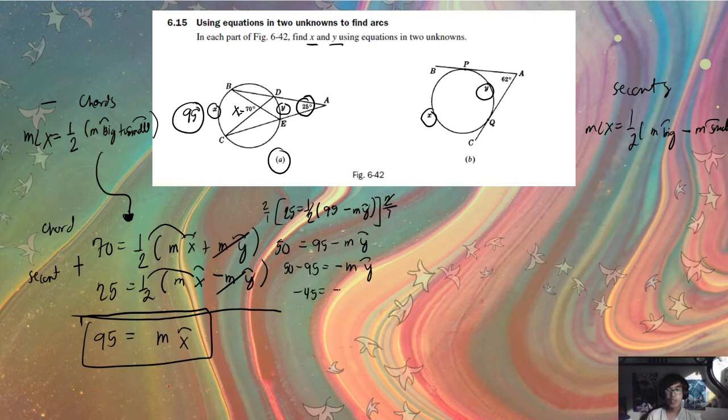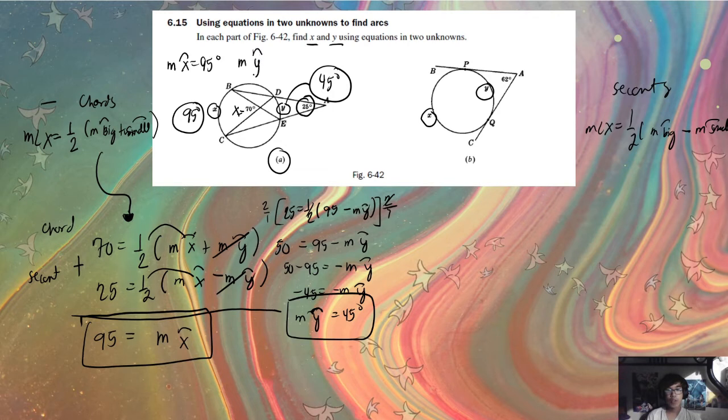Negative 45 is equal to the negative measurement of arc y. And therefore, the measurement of arc y is just equal to 45 degrees. Therefore, the measurement of this arc is just 45 degrees. So therefore, for our first problem, the measurement of arc x is equal to 95 degrees. The measurement of arc y is equal to 45 degrees.